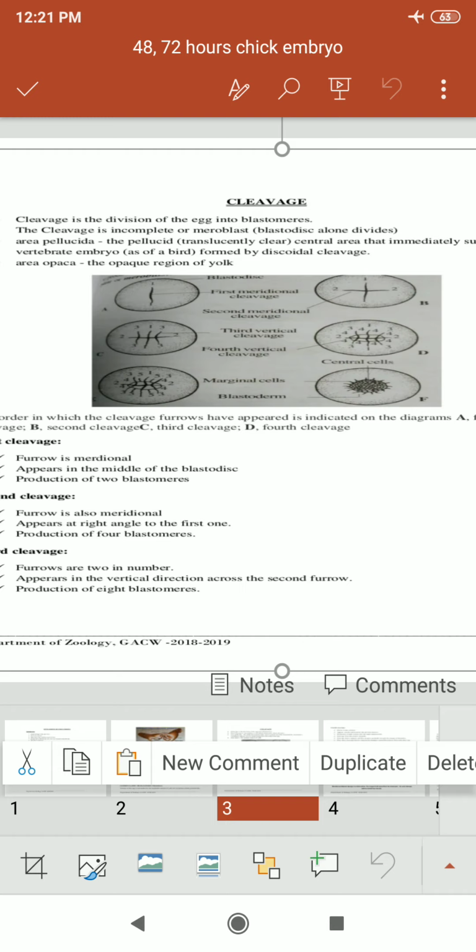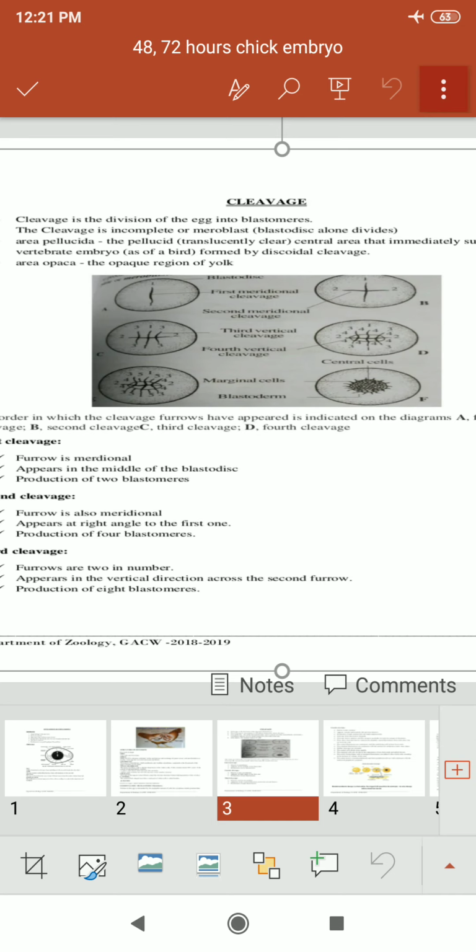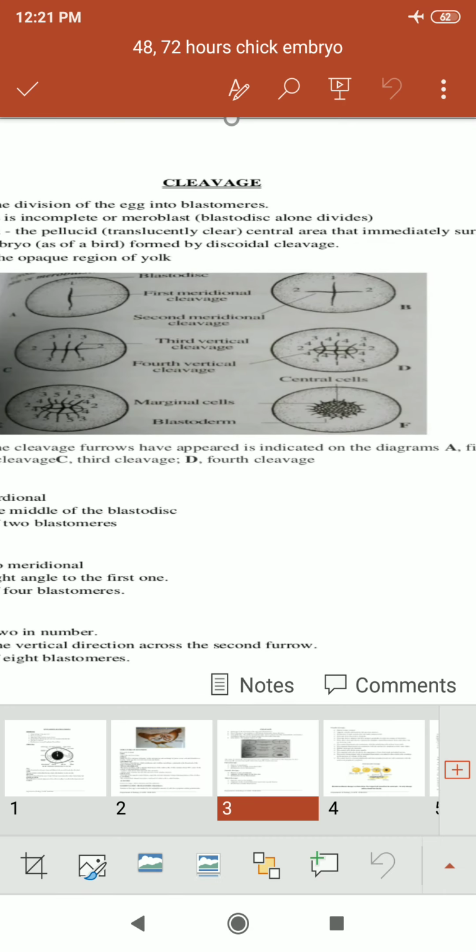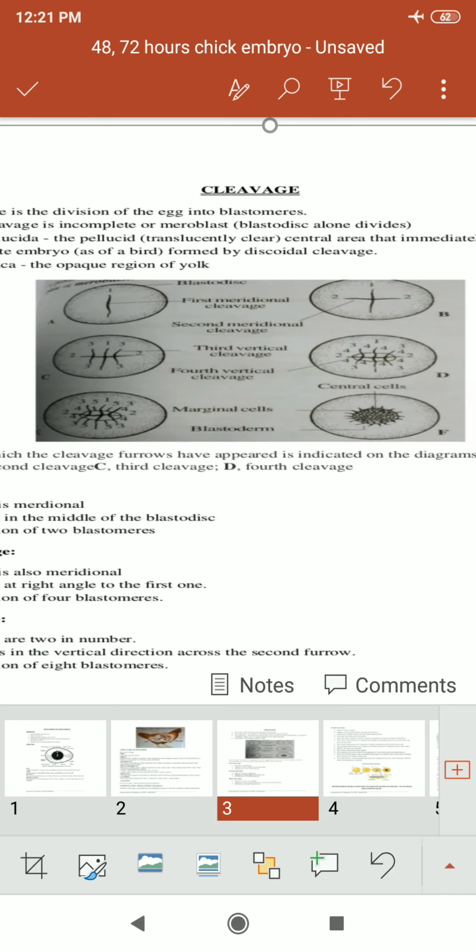So you can see these cleavages of the blastodisc: the first, intermedial cleavage; second, meridional cleavage; third, vertical cleavage; and fourth, marginal cell, that is blastoderm. The first cleavage furrow is meridional, appears in the middle of the blastodisc, and produces two blastomeres.